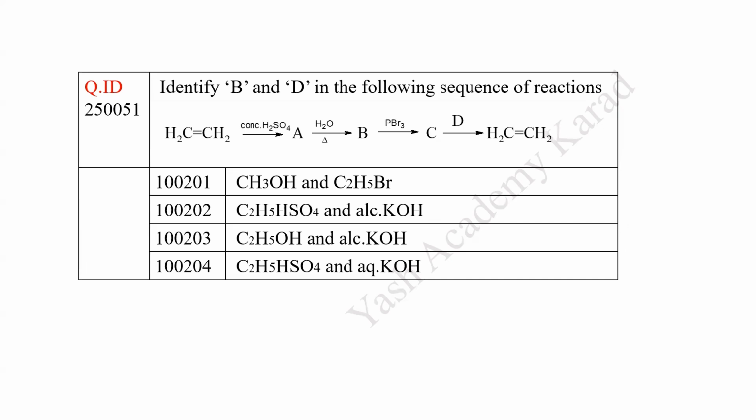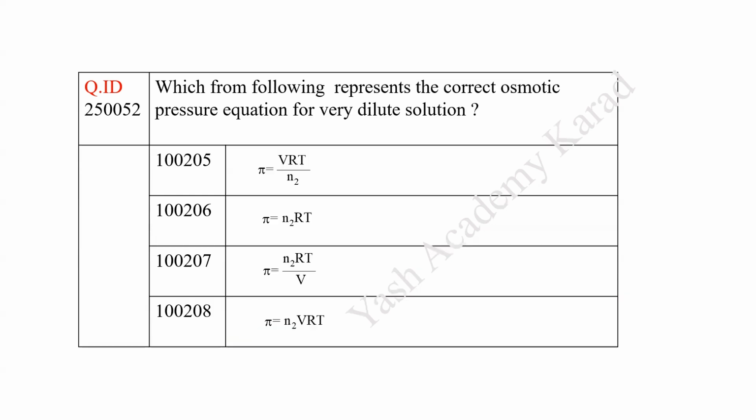Identify B and D in the following sequence of reactions. Here the reaction sequence is given and you have to identify the product B and the reagent D used in the sequence of the following reactions. So the correct answer is ethyl alcohol and alcoholic KOH. So B is ethyl alcohol and D is alcoholic KOH.